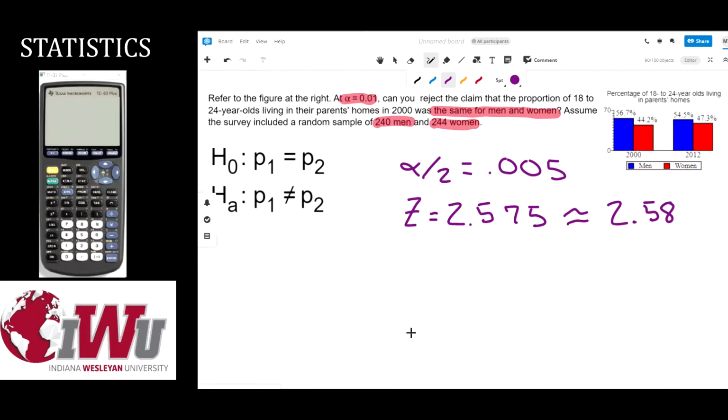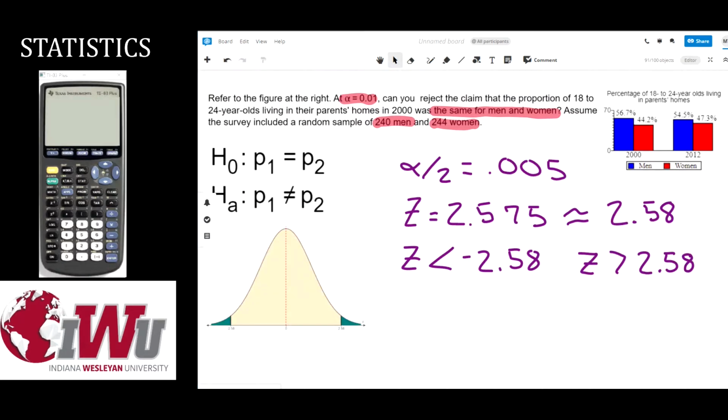And so rejection region. All right, now remember, this is symmetrical. So we're looking at z is going to be less than the negative 2.58, or z is going to be greater than the positive 2.58. All right, let's keep going.